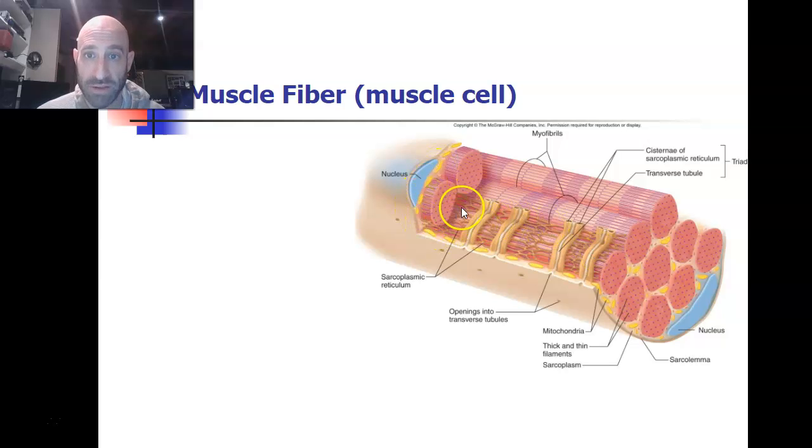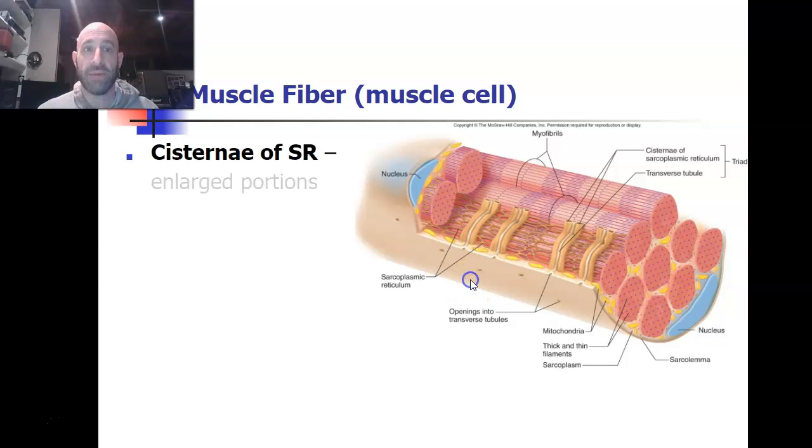So you can see that surrounds these fibers, and we also have the nucleus and the sarcolemma, which is from the last slide. But we have some new content on this slide, so let's take a look at it. The first thing I want to point out to you is there are these little enlarged areas on the sarcoplasmic reticulum. They're called cisternae. And what a cistern is basically just a reservoir.